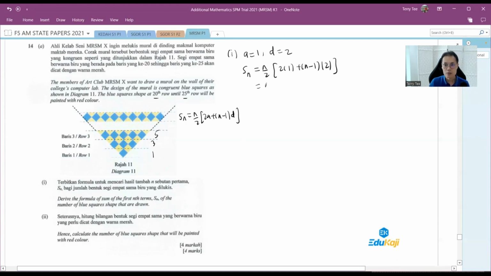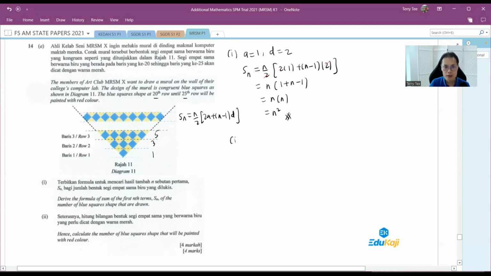Okay, so let's do n over 2. Simplify this first. Actually, we can multiply the half inside, as in this half here. 2 times half, cancel, cancel. That will be a lot easier. You don't have to expand this bracket. So keep the n here. You're now left with 1 plus n minus 1, which gives us n, right? So n times n, your answer Sn is n squared. So the sum of all the blue squares up to the first n rows is n squared.